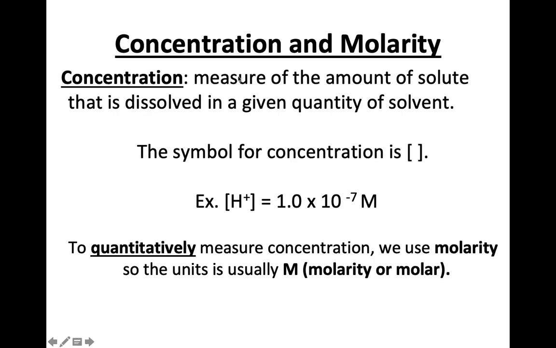Okay, so concentration and molarity. Concentration is how much solute and solvent. The symbol for concentration is these brackets. So you say you want the concentration of the H plus ion. You draw these little brackets, and it is 1.0 times 10 to the minus 7 M, or molarity. Okay, so you don't say it's dilute, it's concentrated. We're scientists. We want numbers. We want molarity.